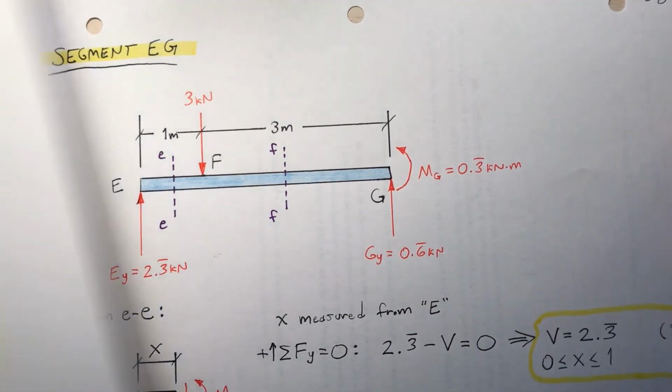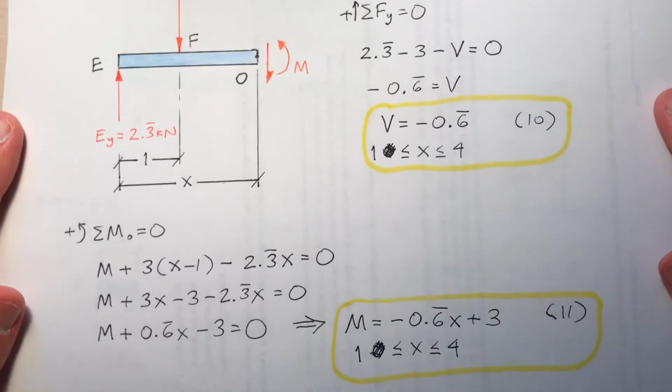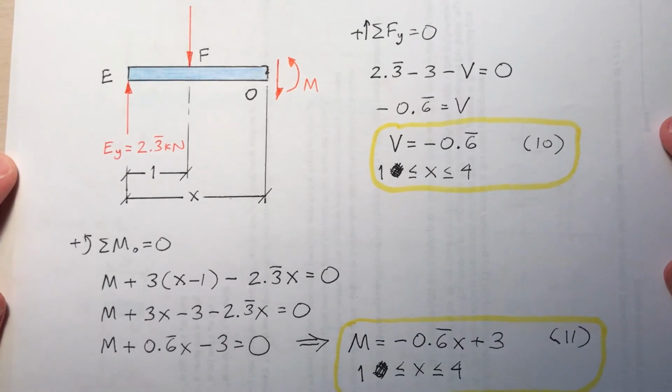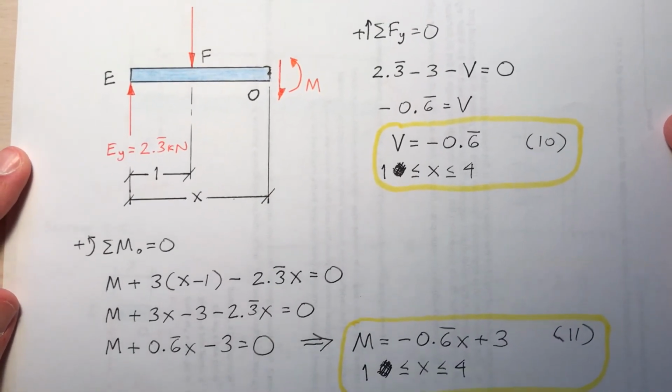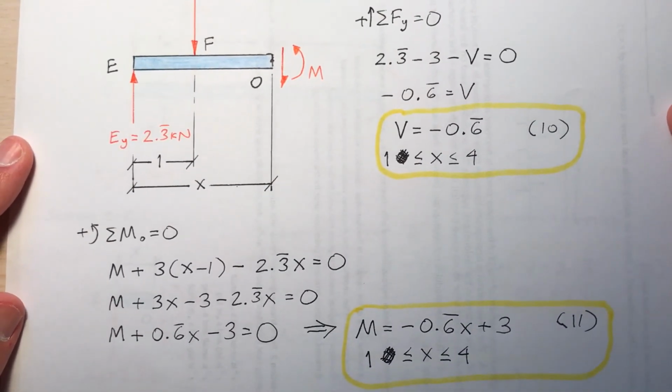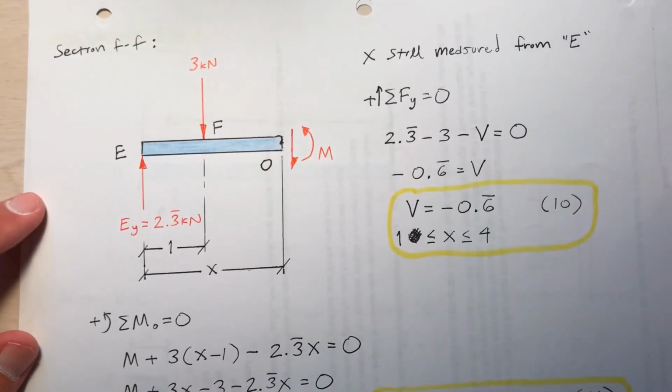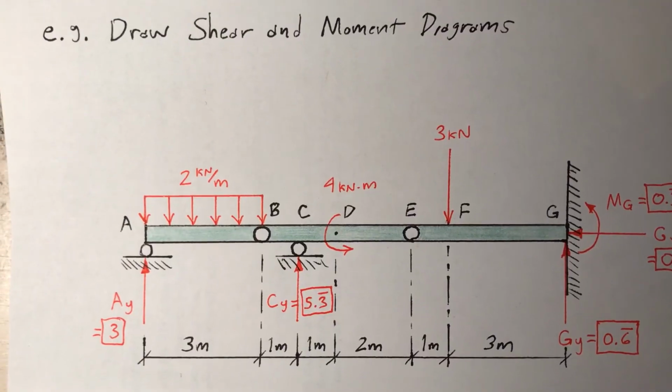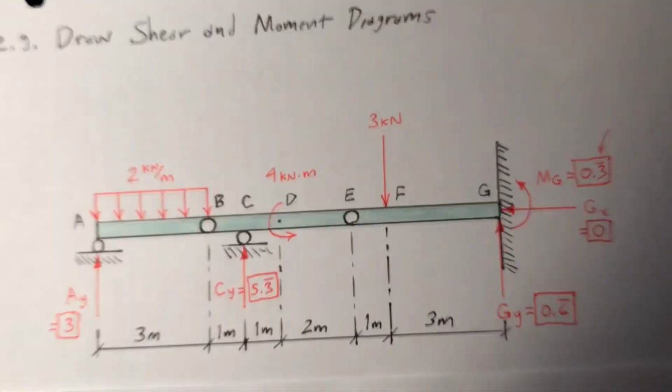Okay, so where am I? I have equations 10 and 11. So I think that's it. I think I've worked my way down the entire beam. I have to summarize all these equations and make them neat and orderly so that I can draw my shear and moment diagrams. Okay, my original drawing with all the reactions, remember this?